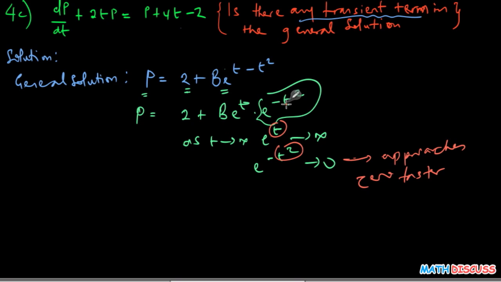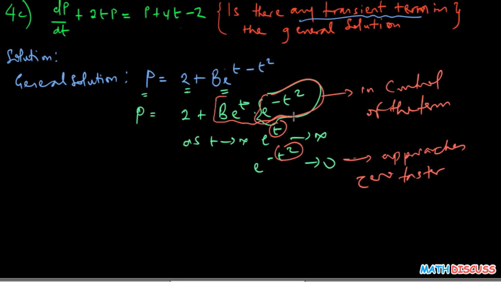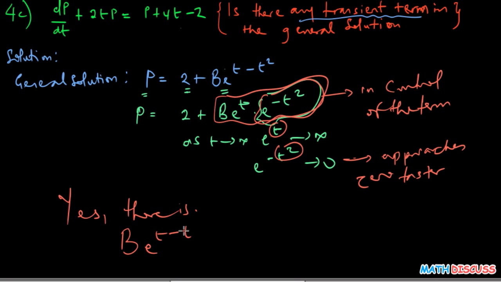So in the long run, this one here will be in control of the term. Even though this is increasing to infinity, this one tends to 0 faster. So this is going to be our transient term. Now they ask, is there any transient term in the general solution? Yes, there is. And what is it? It is b e to the power t minus t squared. Why? Because this tends to 0.